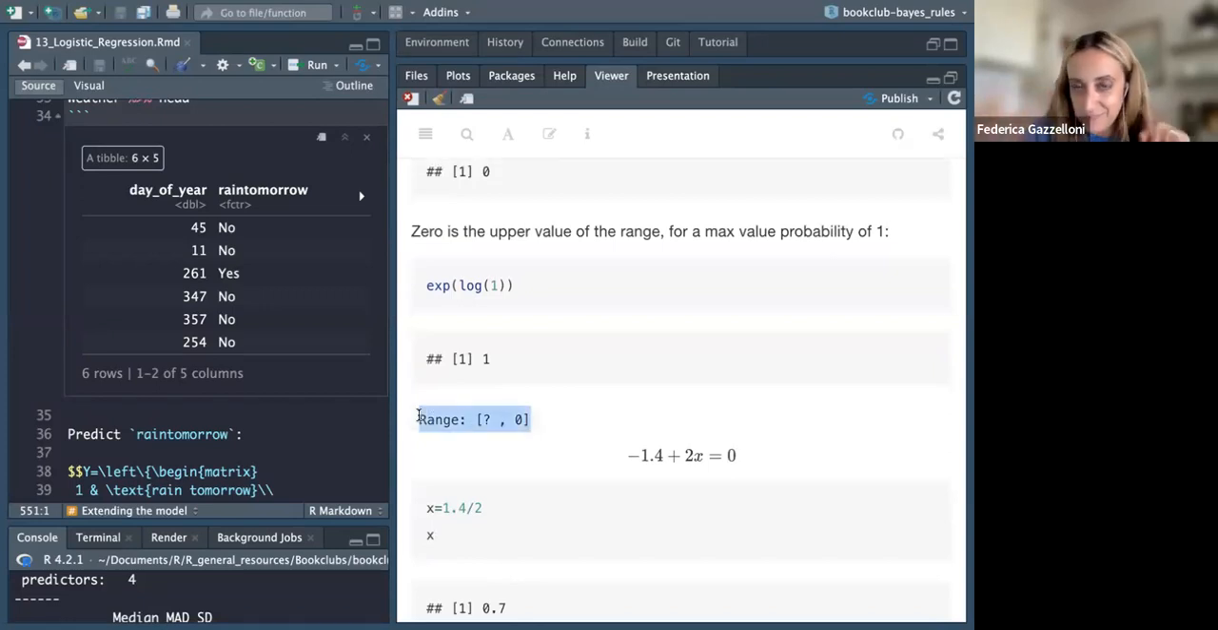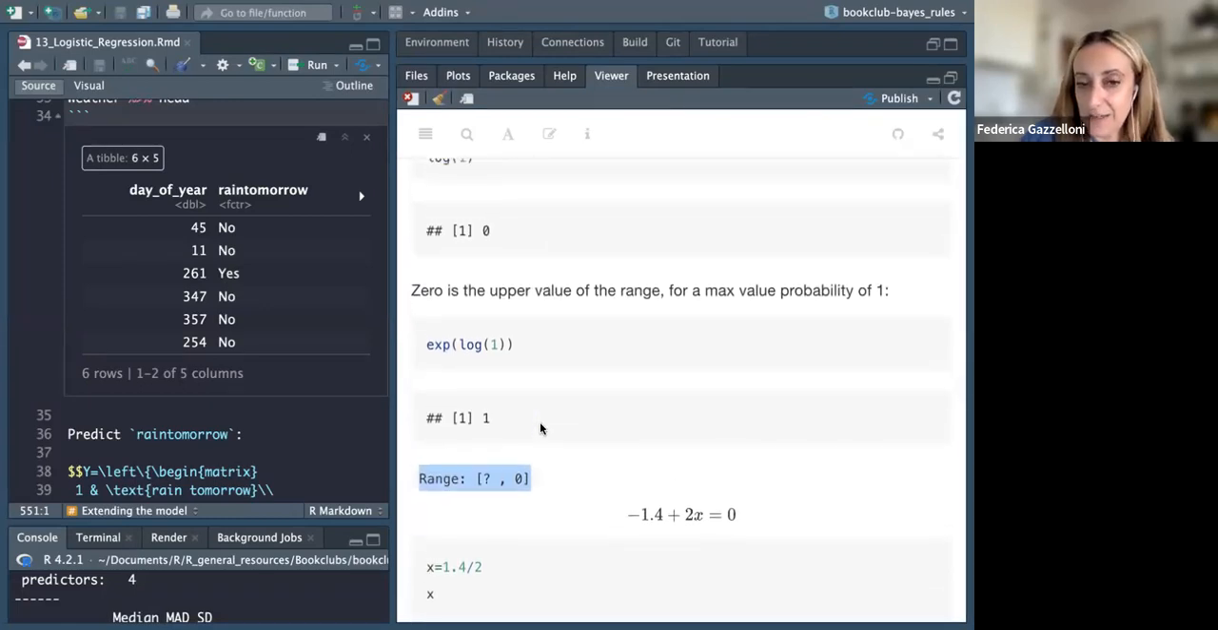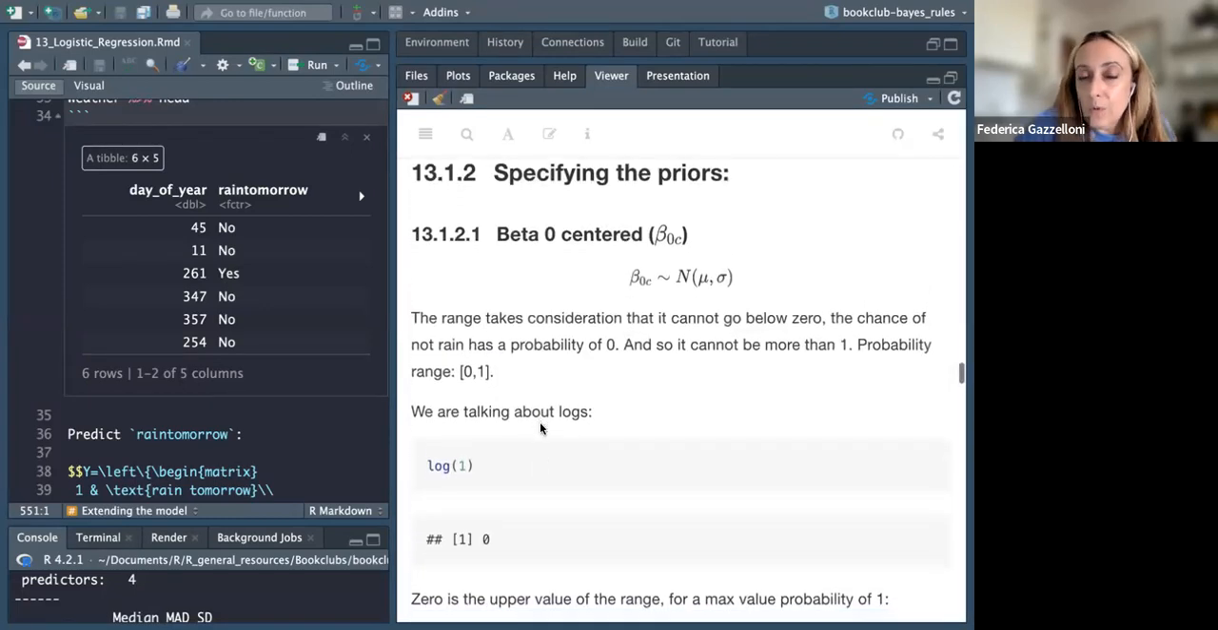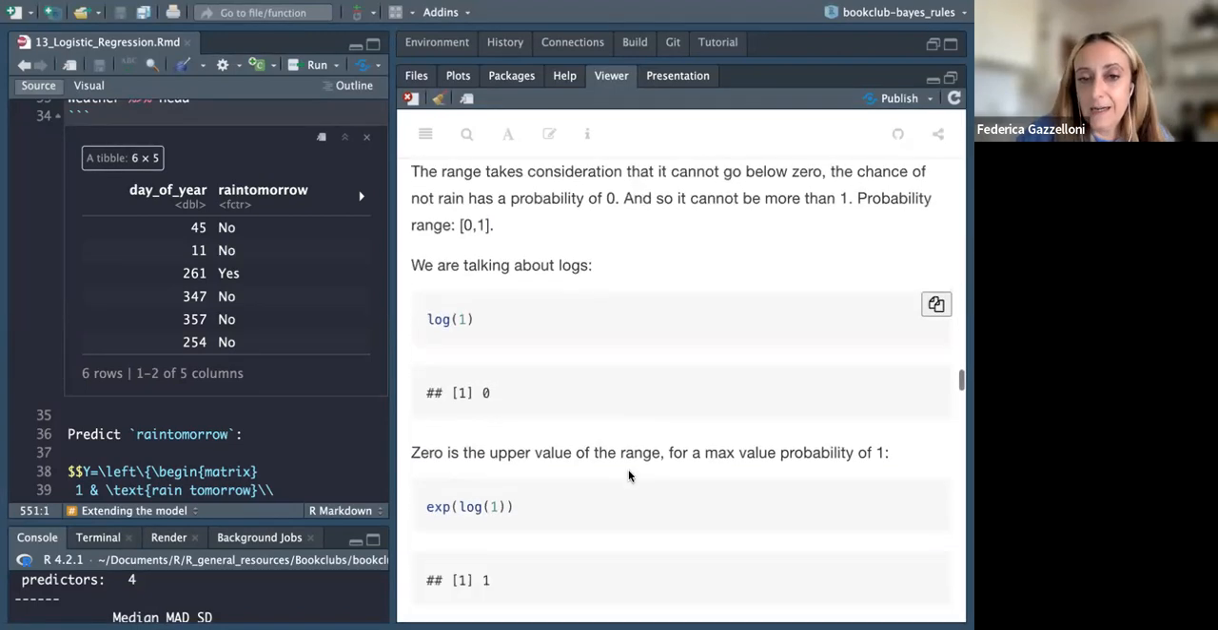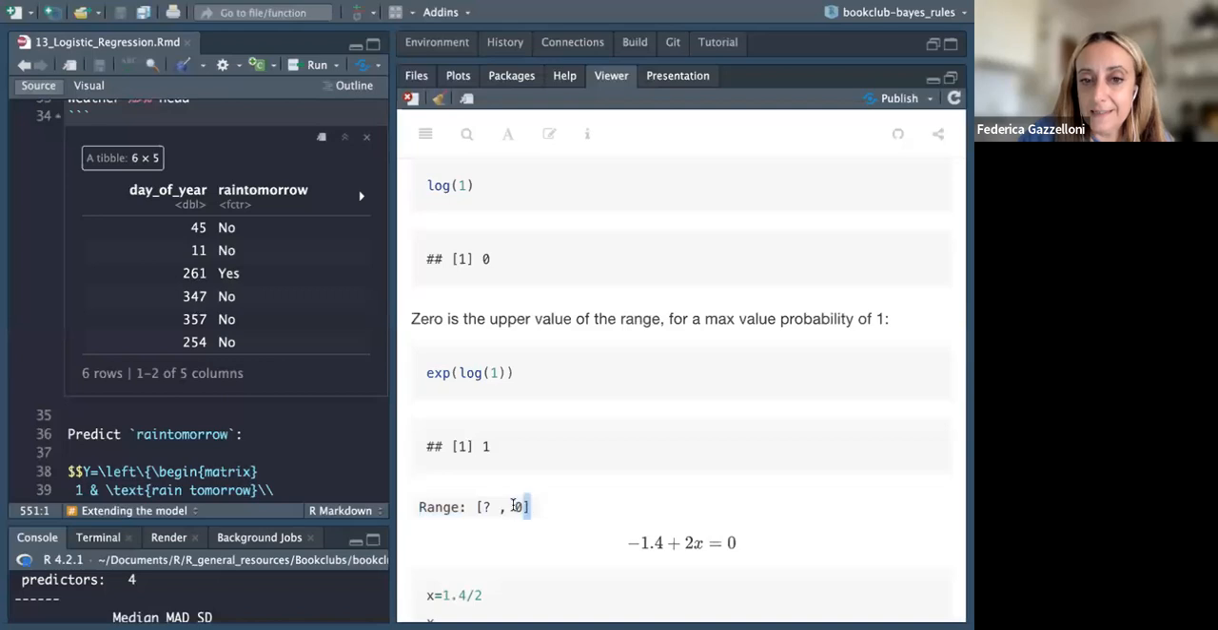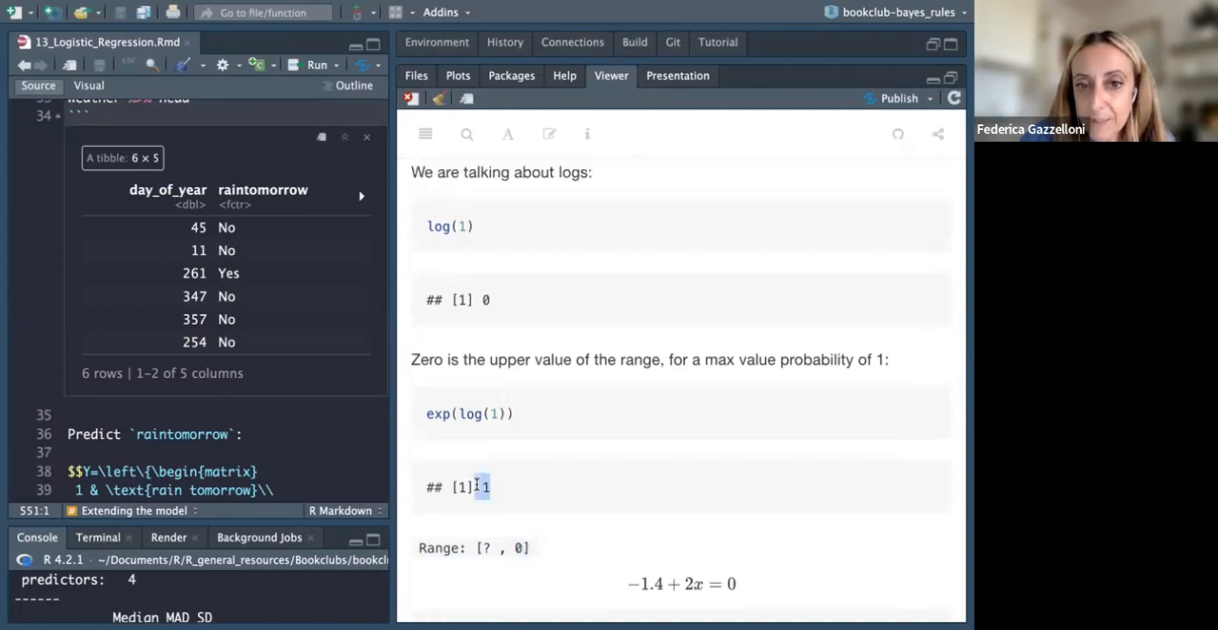with this interchange of things, we can estimate the chance that it will rain tomorrow. And it is yes or no. So, for sure, we have zero as the upper value of the range, because that will mean that this is one.